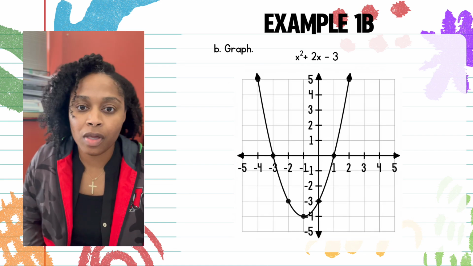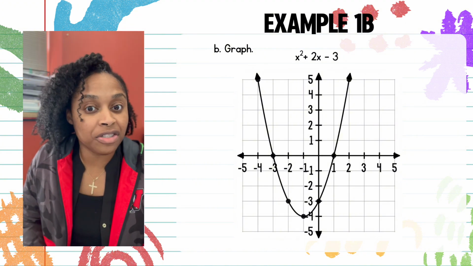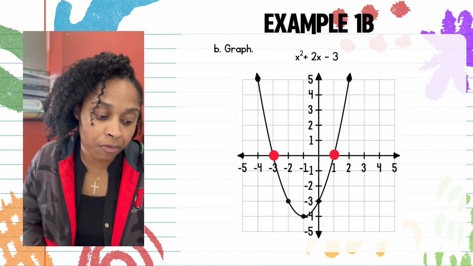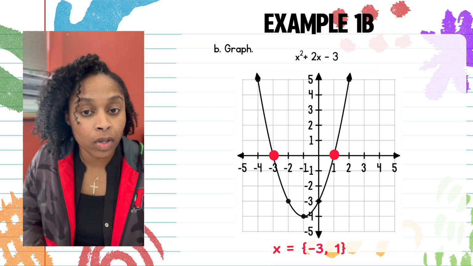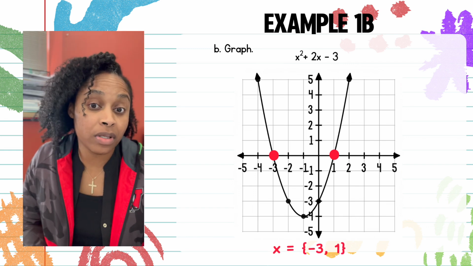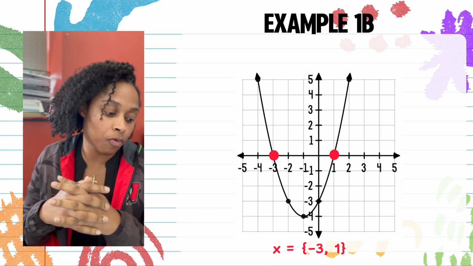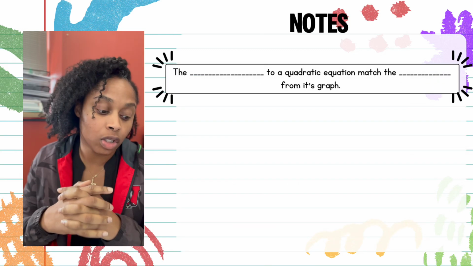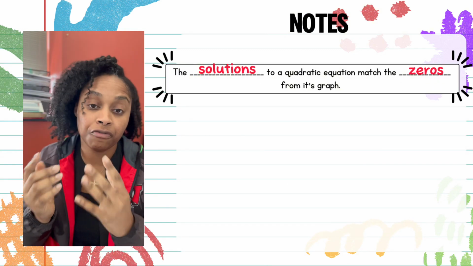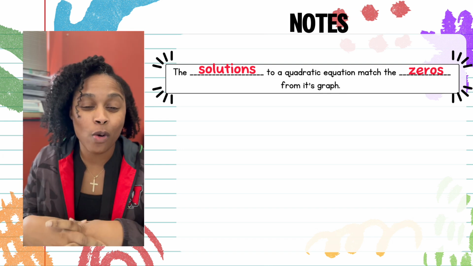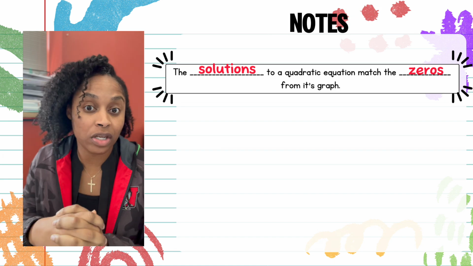And you might be asking me, why are we doing this? We already learned this already. I want you to pay attention to the zeros. We have 2 of them, at -3 and at 1, which are the same values that we got when we solved the quadratic for part A. All right, so I wanted to draw that connection. The solutions to a quadratic equation match the zeros from its graph. So you can solve quadratics graphically or algebraically, depending on what the question is asking.